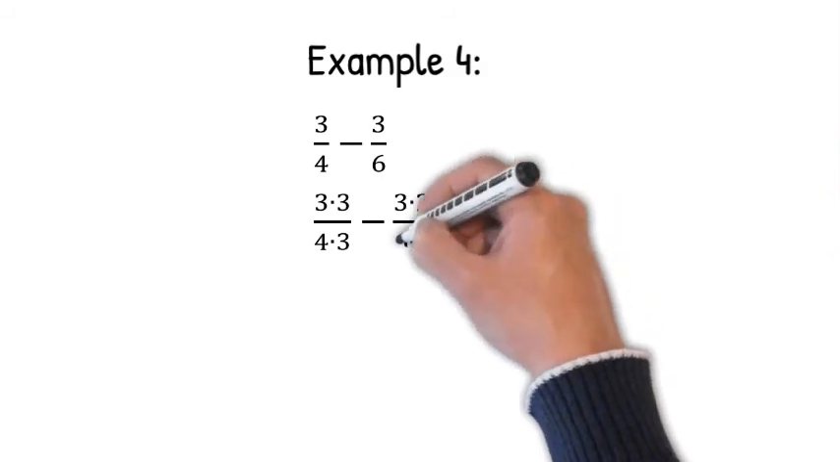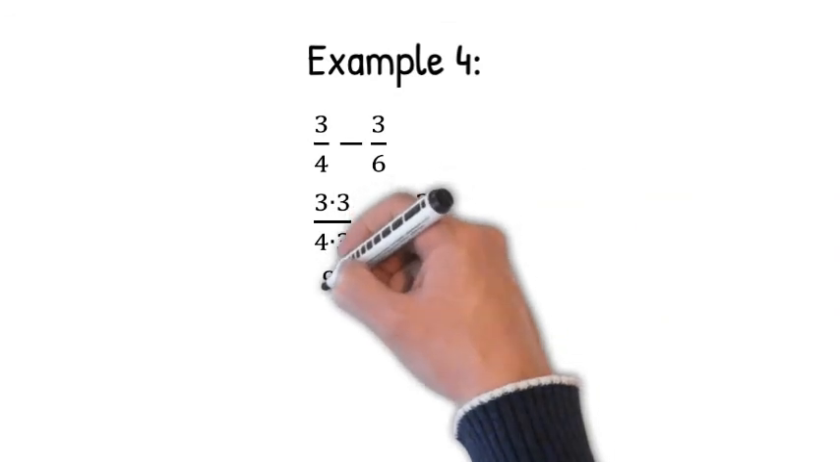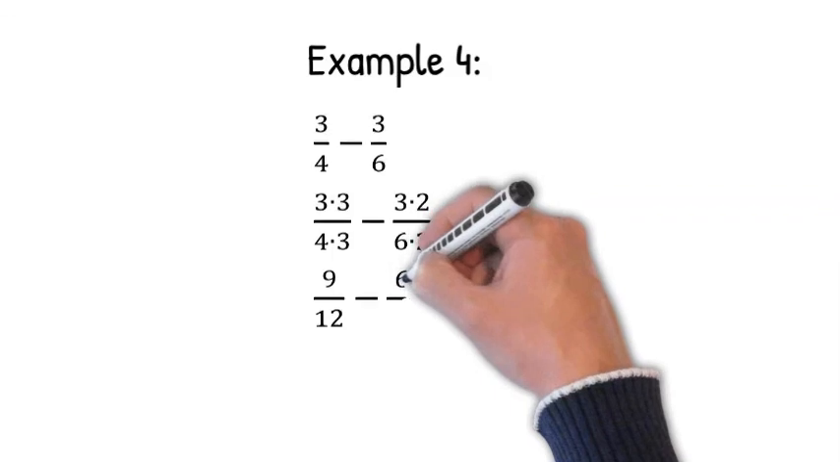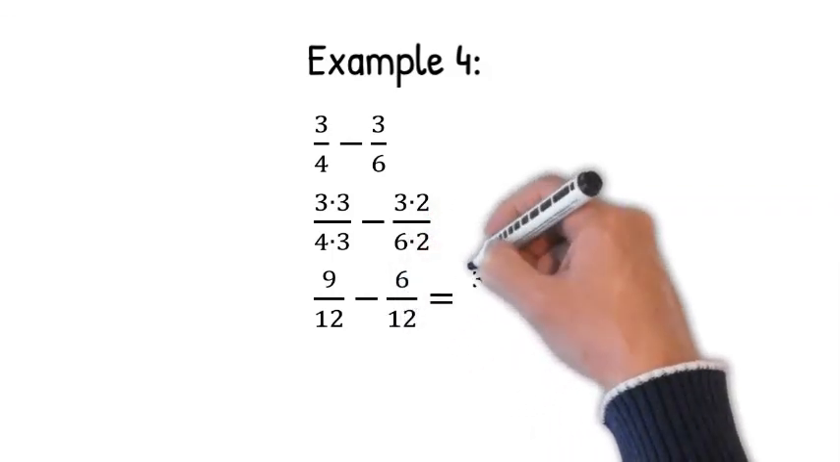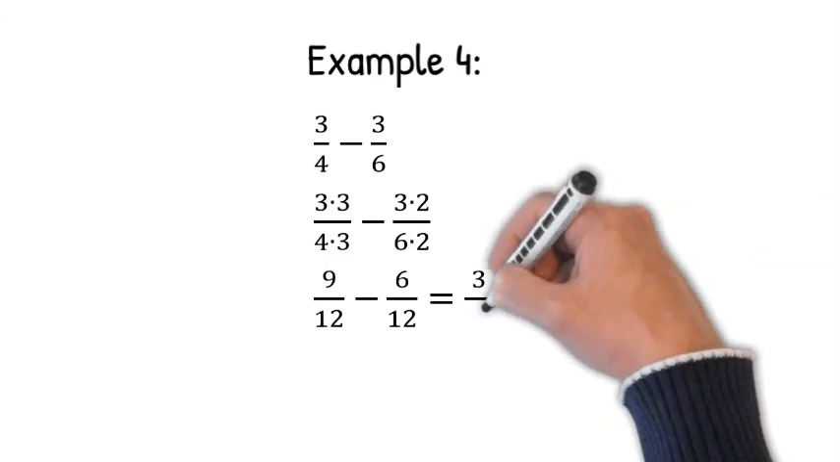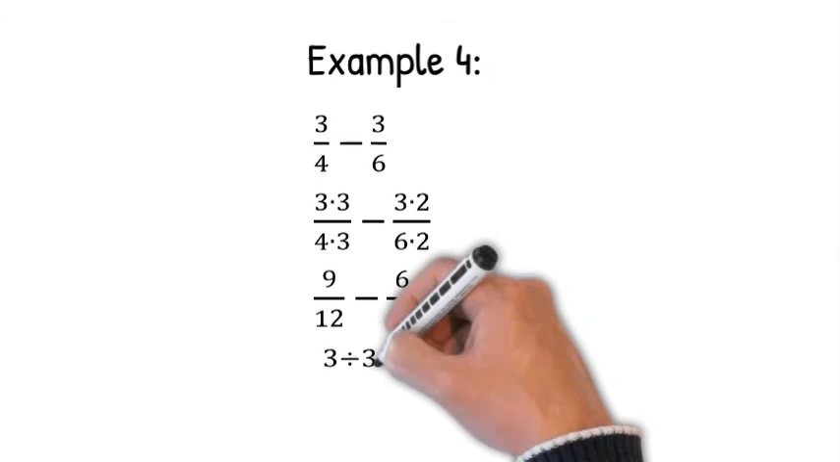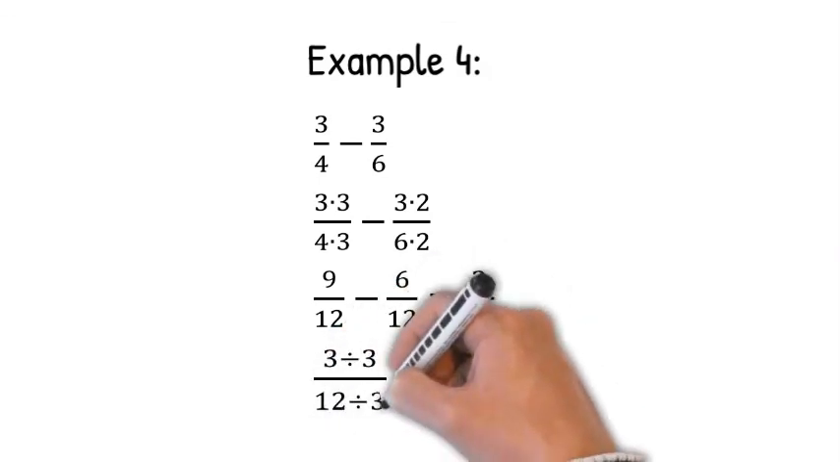Multiply the first fraction by 3 and the second fraction by 2 so we can obtain a denominator of 12. 9 over 12 minus 6 over 12 is equal to 3 over 12. Reduce the answer by dividing both the numerator and denominator by 3, and the final answer is 1/4.